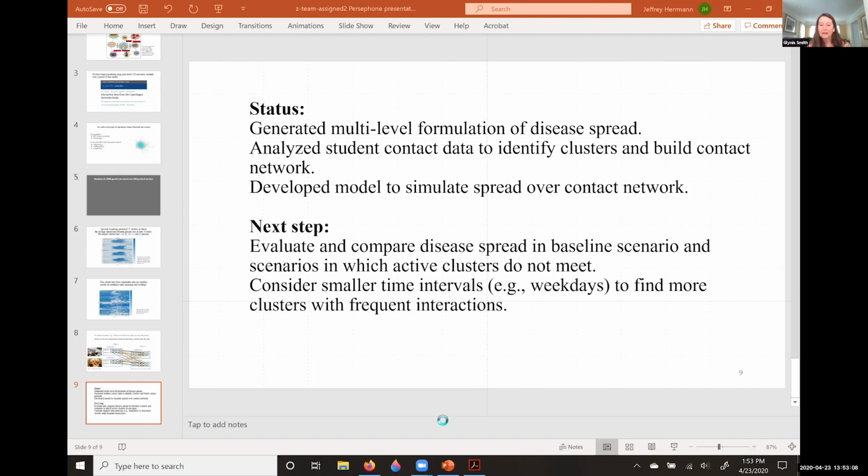Is this data set from a regular time or from COVID times? It was collected before the pandemic.